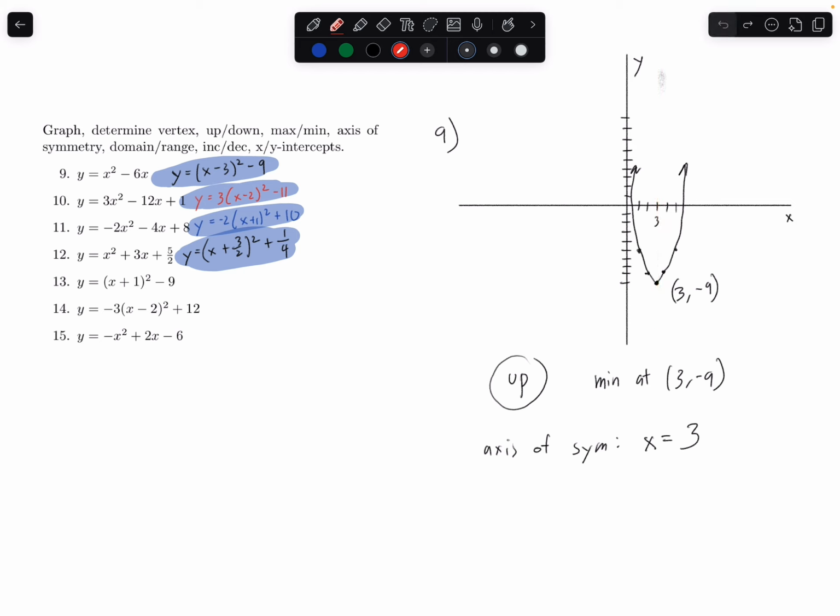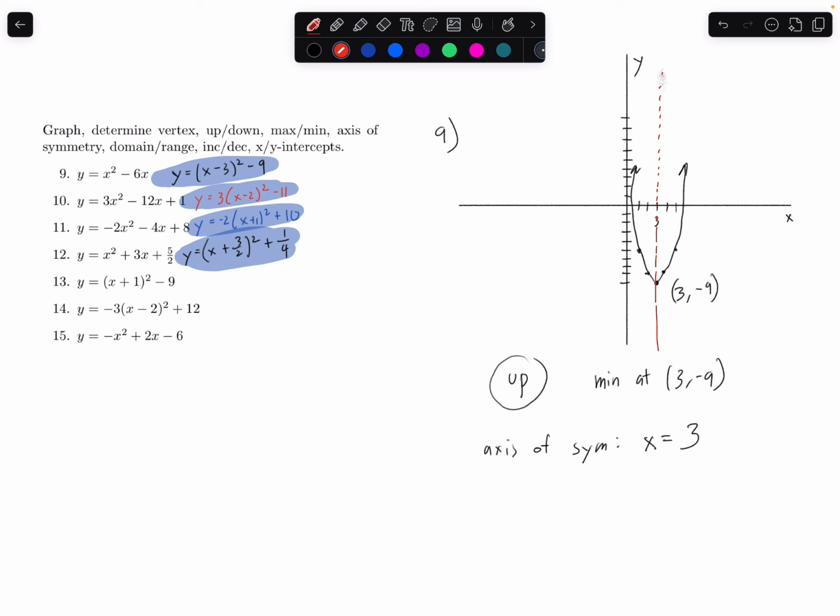Okay, it's not correcting my line. Try that again. Oh, come on. You know, I'm just gonna do dotted lines. So let's switch to this. Here's axis of symmetry at x equal to 3, right there.